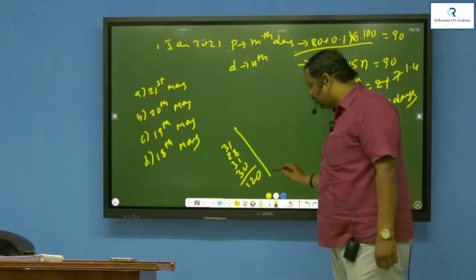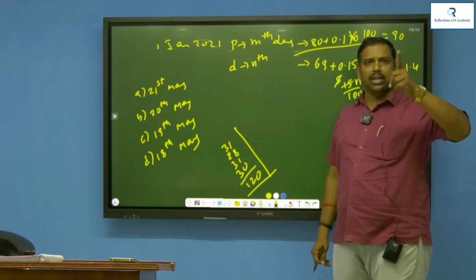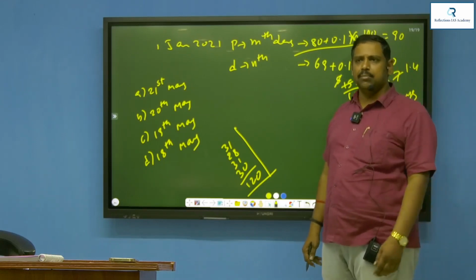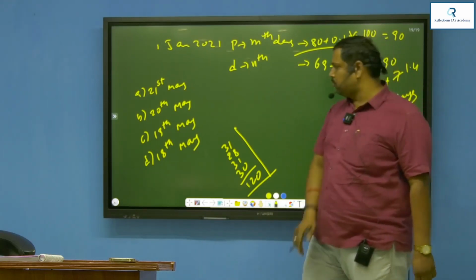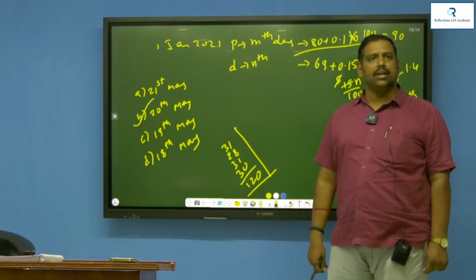So if April is completed, how many days are completed? 120. You want how many? 140. Means how many days more? 20 days. Means in the month of May you need 20. So what's the answer? 20th May. So it is B. Am I clear?